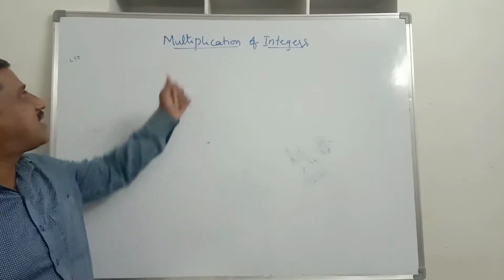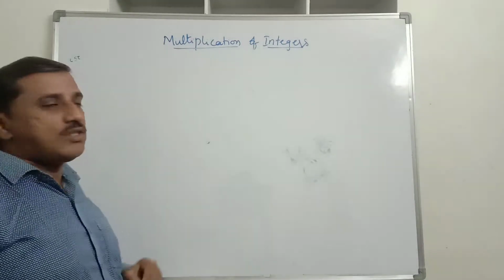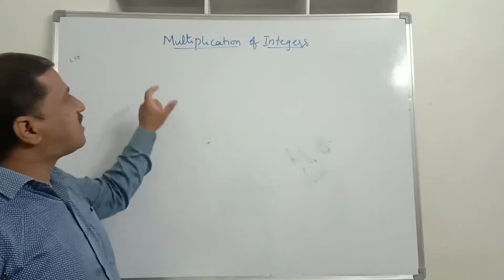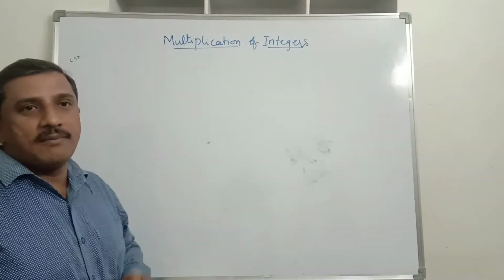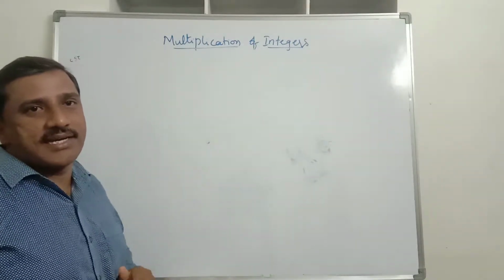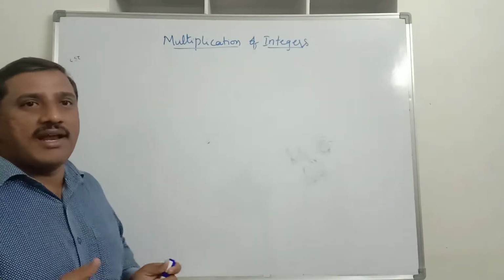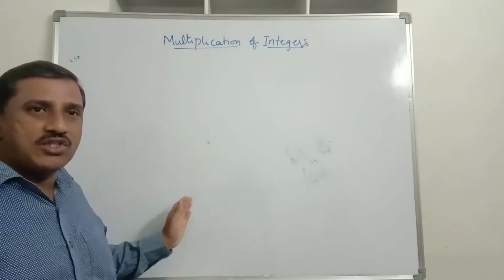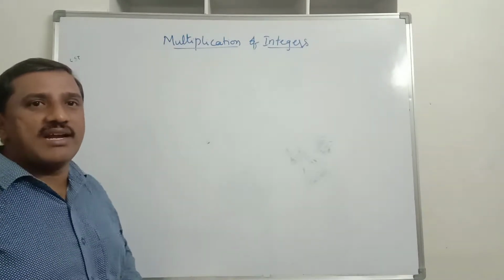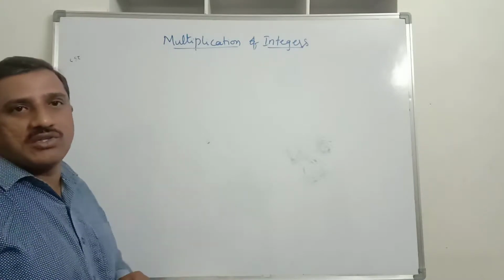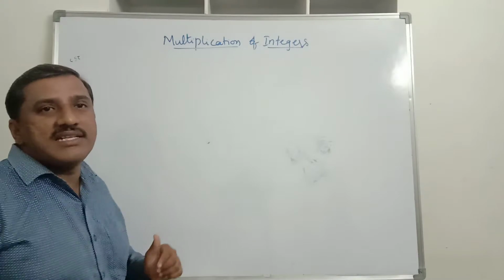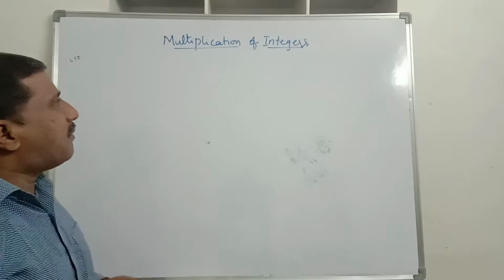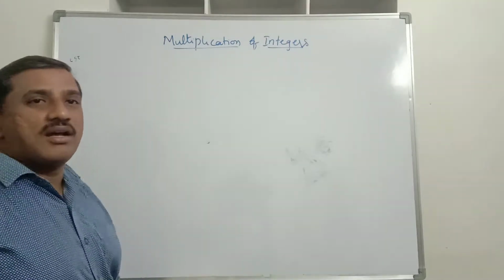In the last class we have discussed multiplication of integers. In that, two concepts we have studied: multiplication of two negative integers, that is the same sign, minus 2 into minus 3, we get always a positive integer. Similarly, multiplication of one positive integer and one negative integer, we get always a negative integer. Now we are going to study multiplication of three or more negative integers.